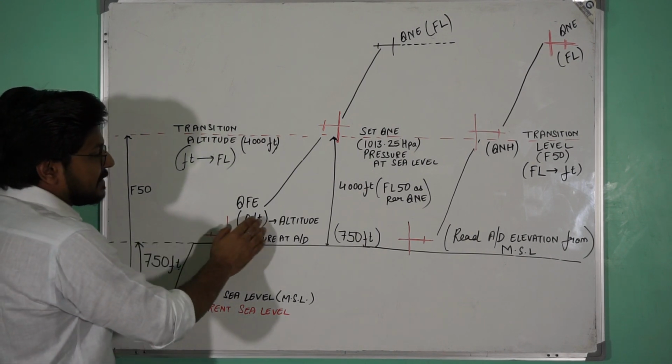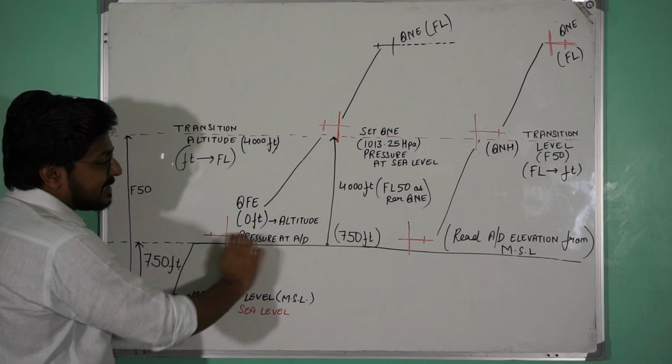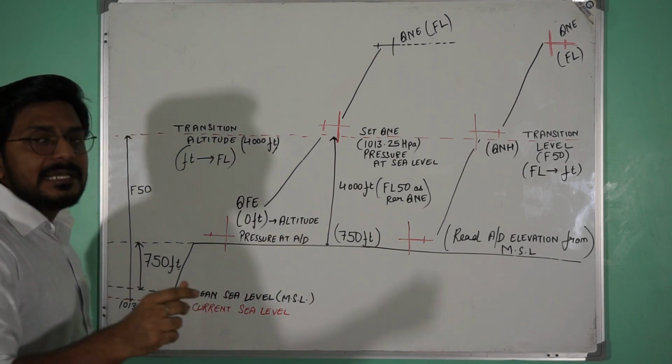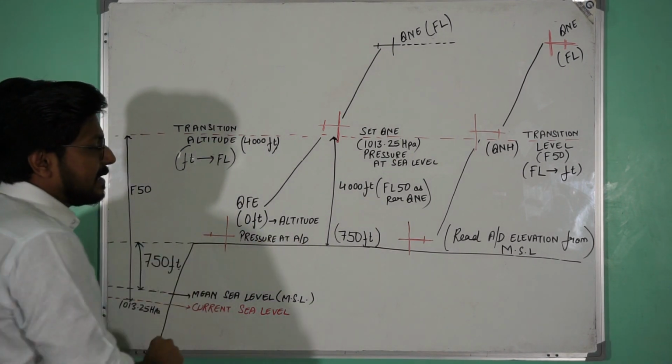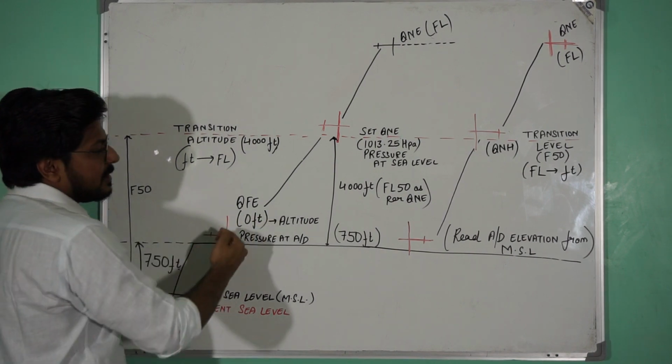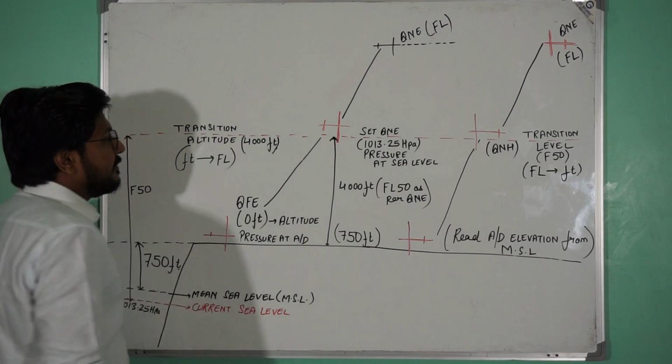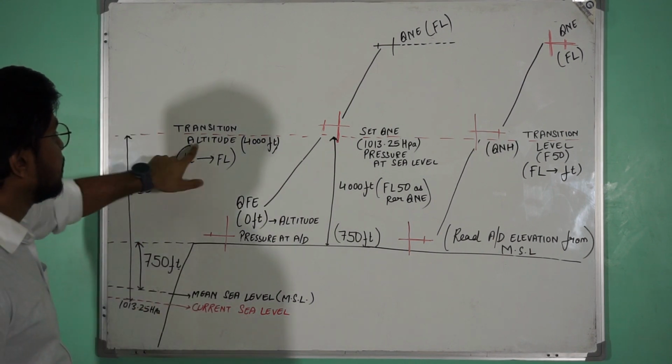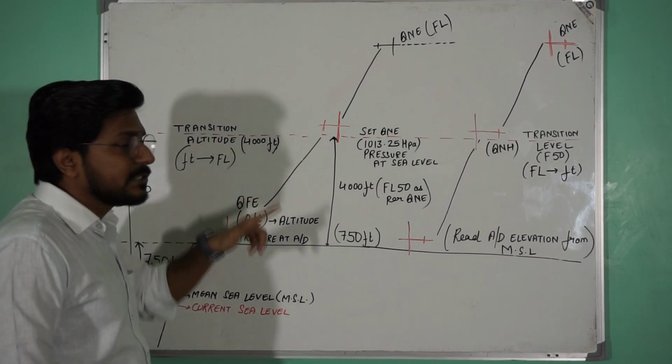So right now we are setting 0 here, that means the pressure at the aerodrome. We will set that datum in the altimeter, and now the altimeter will give you a reading of 0 feet. Now you will climb to some level. Here I have written transition altitude, and I have given 4000 feet.